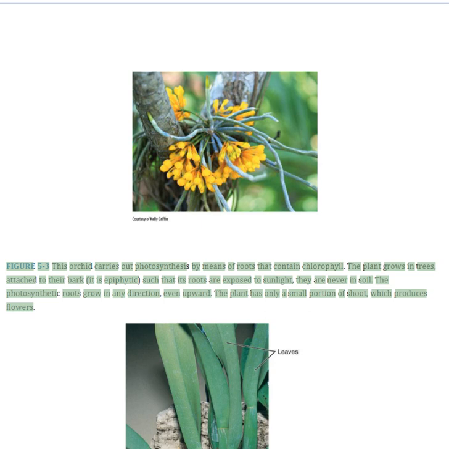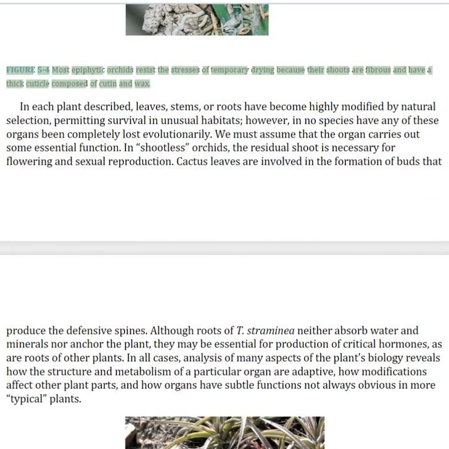The plant grows in trees, attached to their bark such that its roots are exposed to sunlight. They are never in soil. The photosynthetic roots grow in any direction, even upward. The plant has only a small portion of shoot, which produces flowers. Figure 5.4 Most epiphytic orchids resist the stresses of temporary drying because their shoots are fibrous and have a thick cuticle composed of chitin and wax.